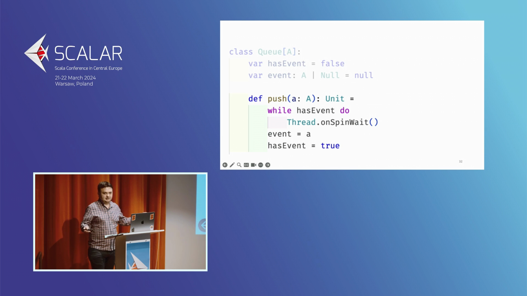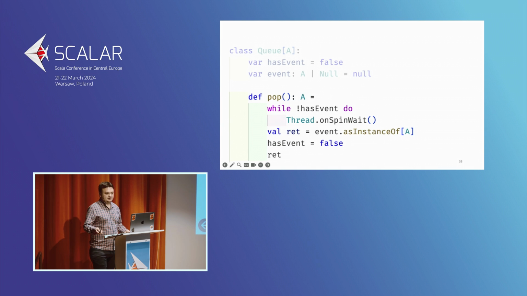This code is not thread safe, right? We are using just plain vars. No synchronization, no atomic references. But conceptually, order is important. Also, on the consumer side, we wait until we have an event to consume, we process the event, we signal that we want another event with hasEvent equals false. Not thread safe, but conceptually correct, right?